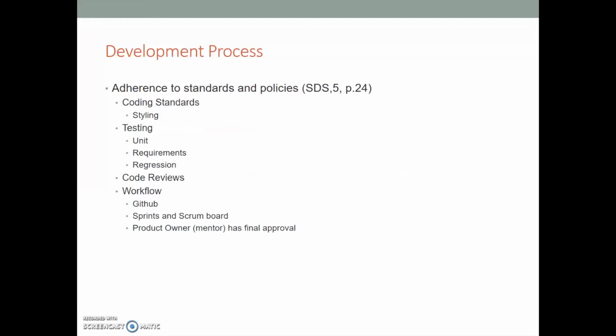Throughout the development of the project, the team plans to adhere to quality standards and policies. Coding styling standards have been put in place, as well as testing strategies and processes to conduct code reviews. All workflow will be facilitated through GitHub as a version control tool and through the use of a Scrum board to manage tasks during each sprint. Overall, our mentor will have final approving authority over new code and functionality that is planned to be added at the end of each sprint.